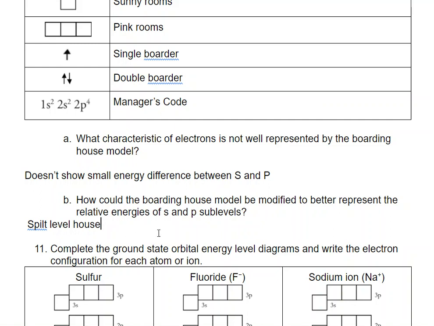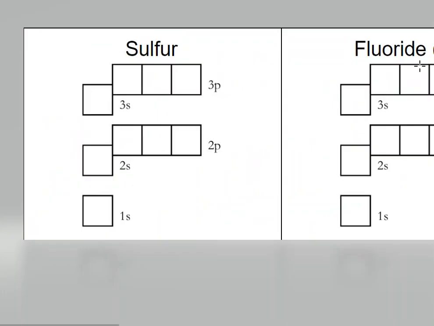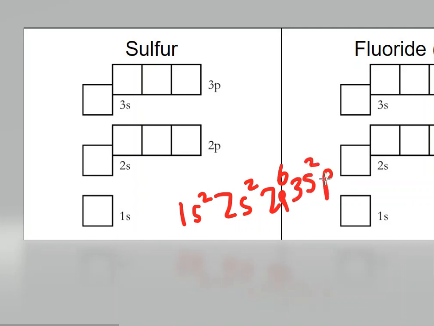Okay, so in 11 here, we want to use all these rules that we've just discussed in order to fill out the electron configuration for sulfur and fluoride. Okay, so let's take a look at sulfur first. So I can write out my electron configuration for sulfur. Sulfur is going to be 1s2, 2s2, 2p6, 3s2, 3p4.